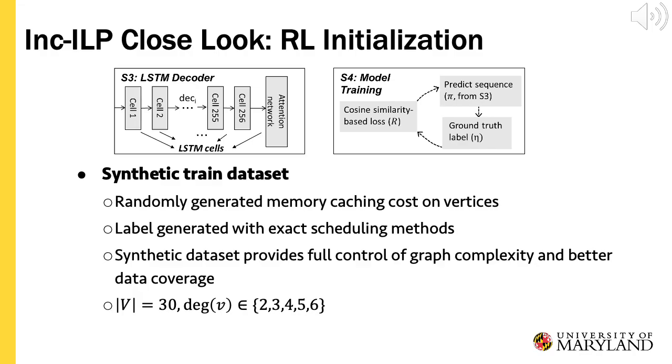A significant challenge for RL model training is the lack of training datasets. To address this, we utilize a synthetic dataset for our RL training. In this approach, we randomly generate the node attributes and compute the ground truth label using the exact method. To balance the data coverage and the graph size to minimize the training effort, our training computation graphs are consistently sized with 30 vertices, with different graph complexity from 2 to 6. It allows us to control the complexity without needing vast data collection.